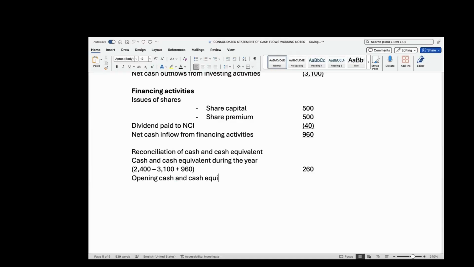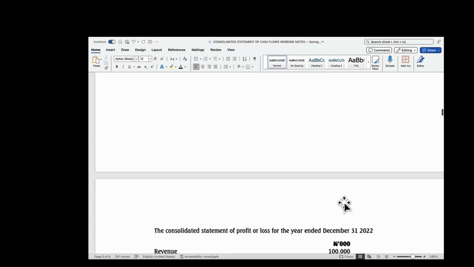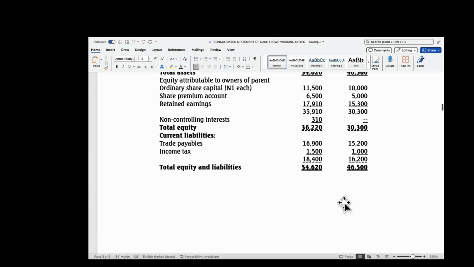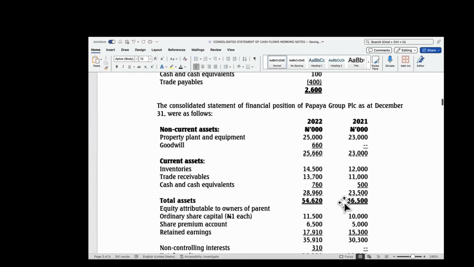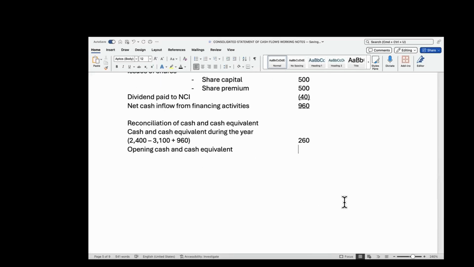So what's my opening cash and cash equivalent? 500. What's my closing cash and cash equivalent? 760.